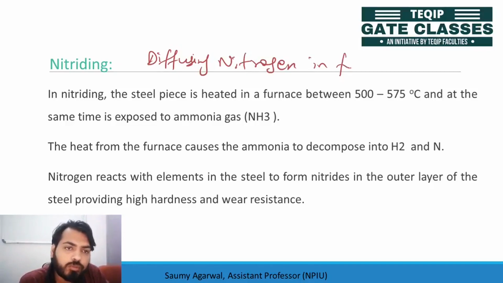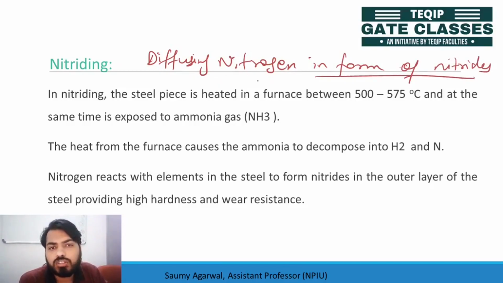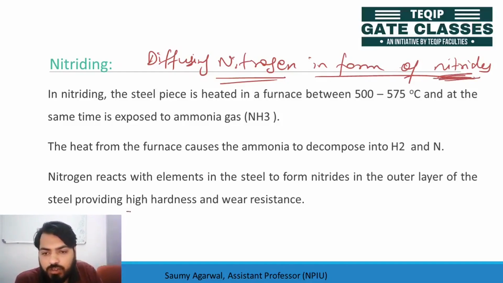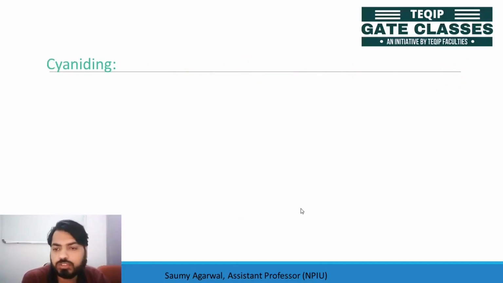Okay, in the form of nitrides. So now you are diffusing the nitrogen into just the surface layer of the iron block. When it becomes a nitride, a kind of ceramic, it will have high hardness and good wear resistance.